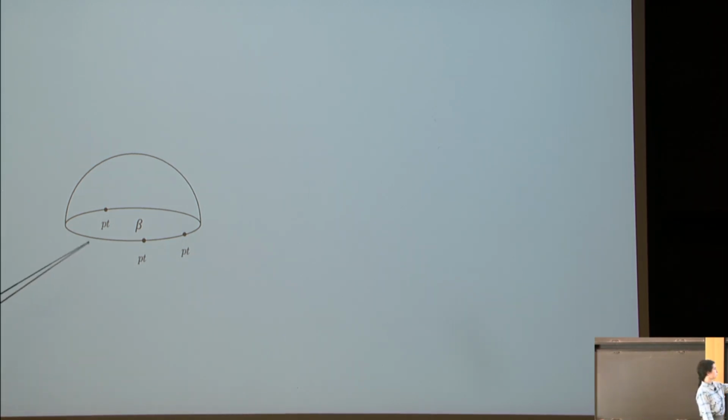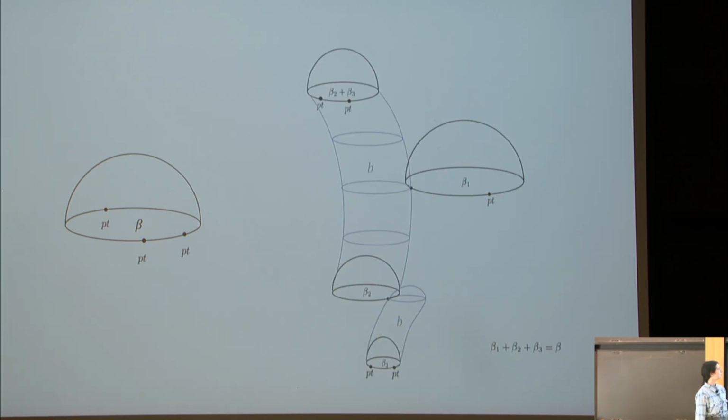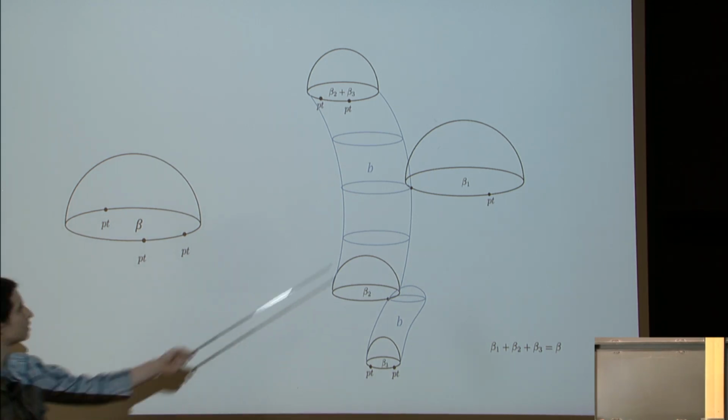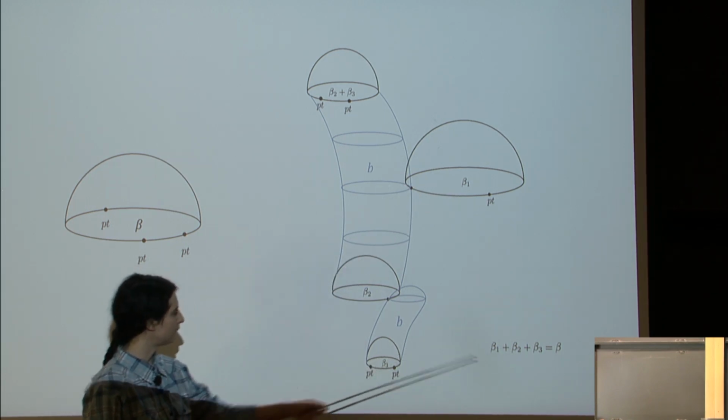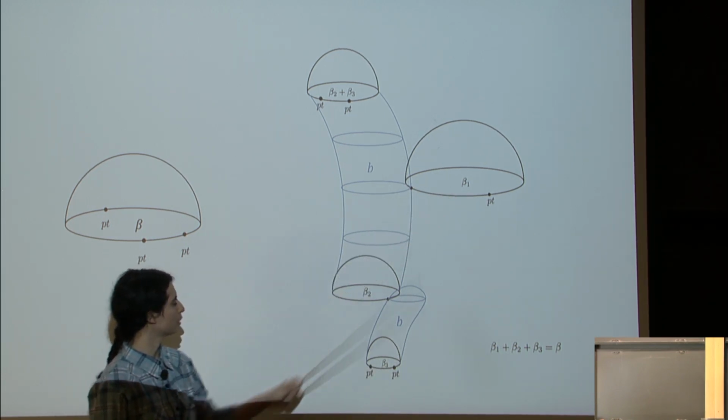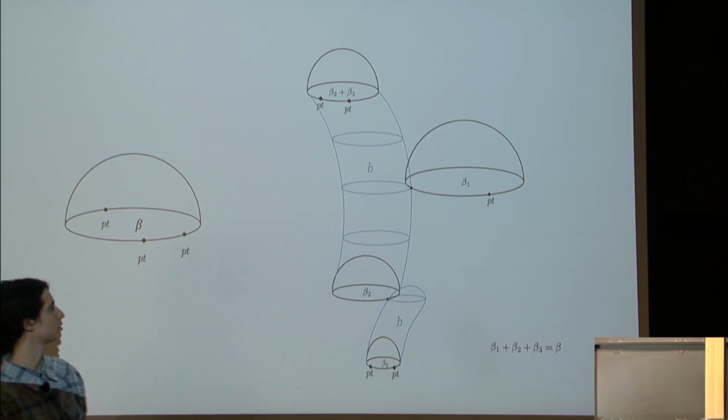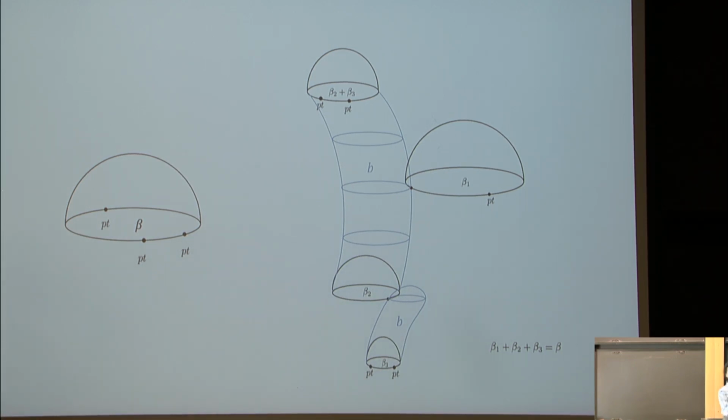One possible contribution is, of course, if you have a disk that genuinely satisfies it, you want to count it. But another type of creature you might want to count is configurations of disks that together add up to those constraints. So beta 1 plus beta 2 plus beta 3 add up to beta. And the total number of marked points that are constrained to lie on a point is 3, just like there. We want to count this configuration as well.